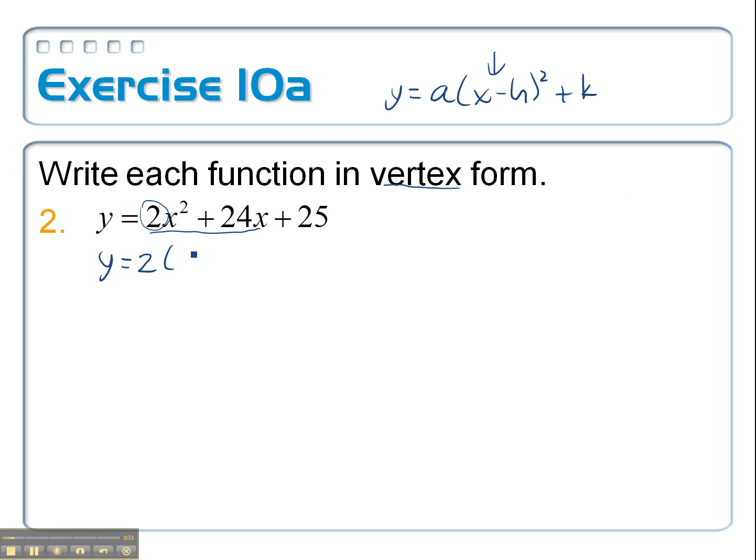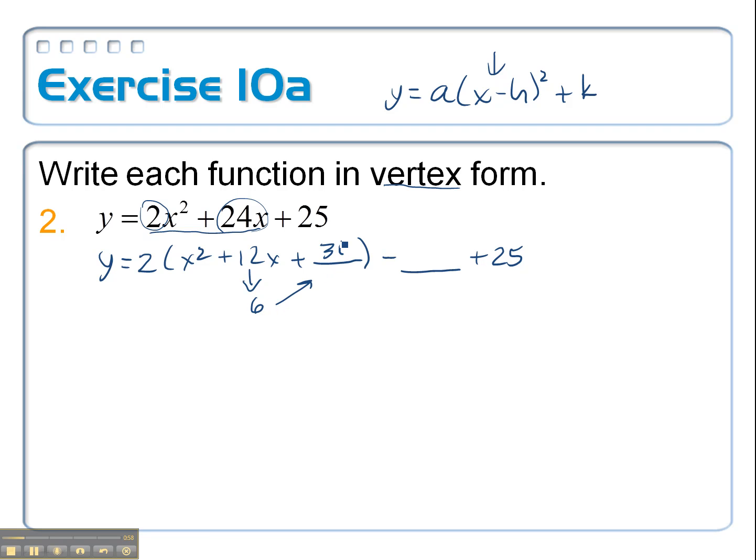So 2, open the parentheses, x squared plus 12x from factoring out of the 24, plus blank. Whatever I add in the parentheses, I have to subtract on the outside, so minus blank. And then plus my 25 that I originally had. Okay, let's complete the square. Take half of this, it's 6.